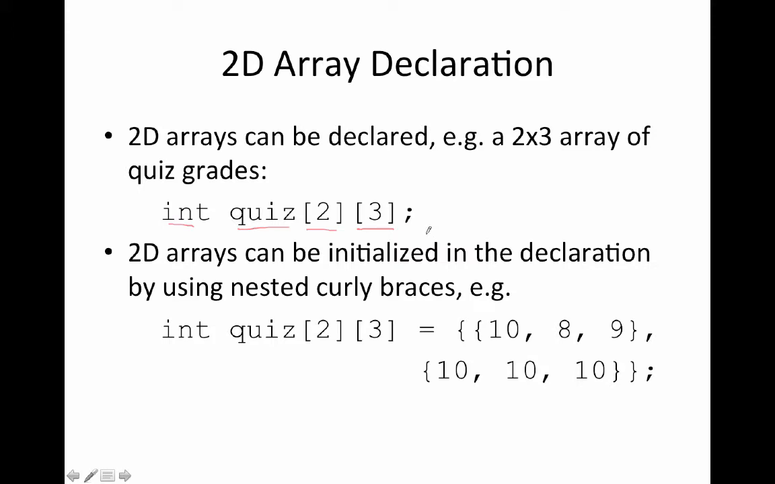We can also initialize in the declaration by giving nested curly braces. So inside of curly braces for the entire array, I give inside of curly braces the values for the first row and then the values for the second row. So we can initialize all of the elements in a two-dimensional array in the declaration.